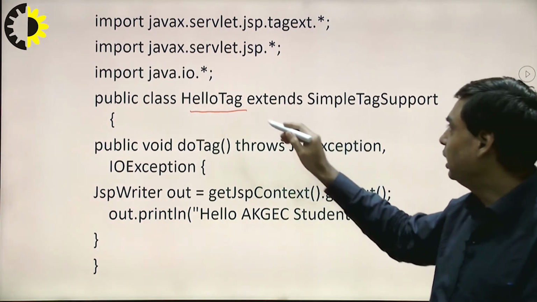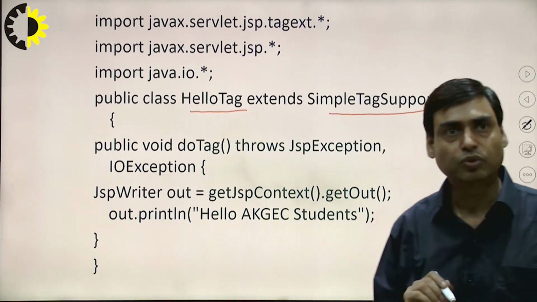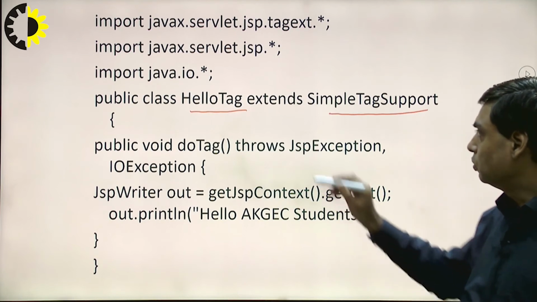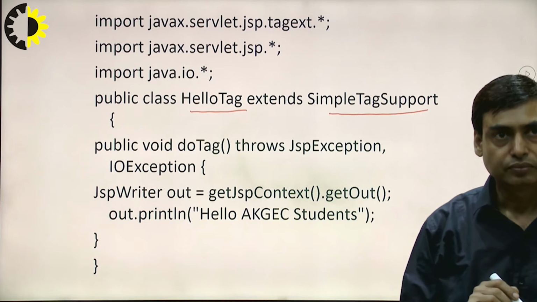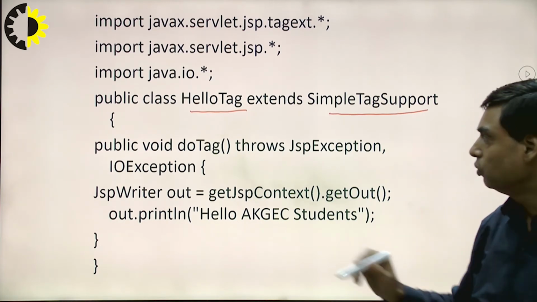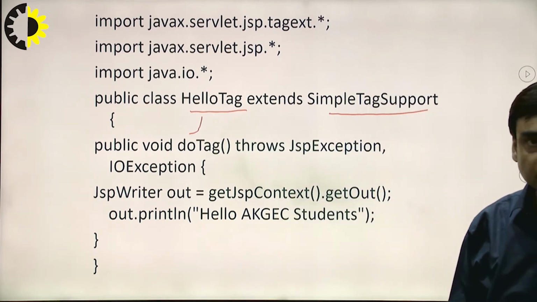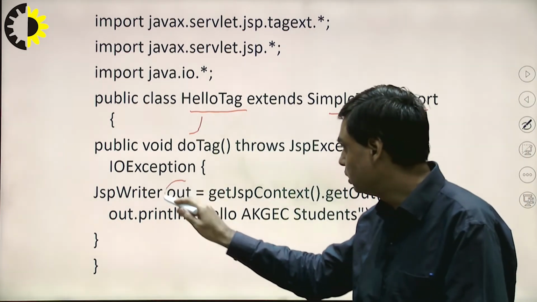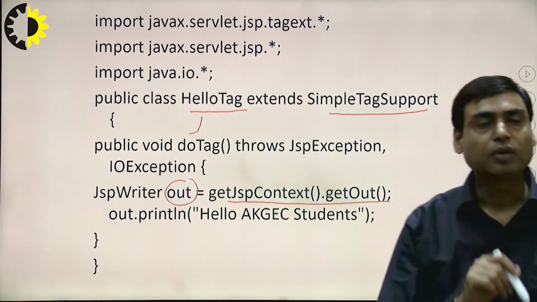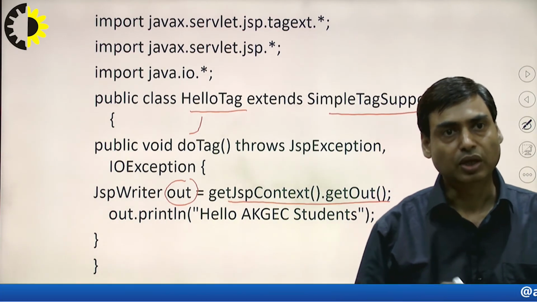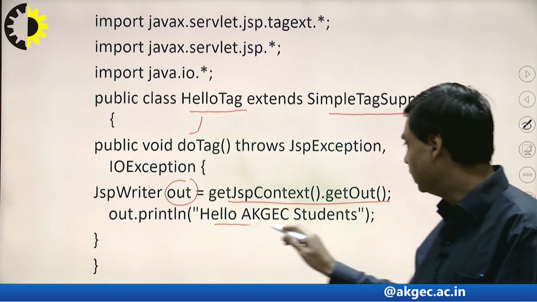Now this tag handler must extend the SimpleTagSupport class. This SimpleTagSupport class is predefined. So the name of the tag handler is HelloTag. Then within the tag handler, that is HelloTag, you have to implement the doTag method. In the doTag method, we are going to create an out object. The out object is from getJspContext().getOut(). This out object is responsible for displaying the value according to the tag. So in the out object, we are going to display hello AKGC students.